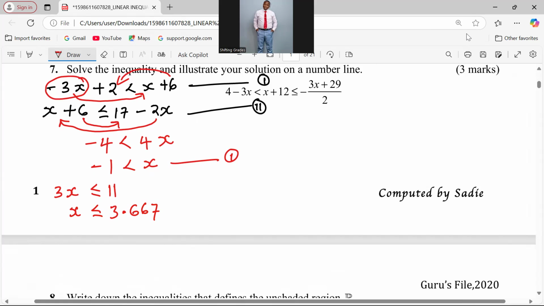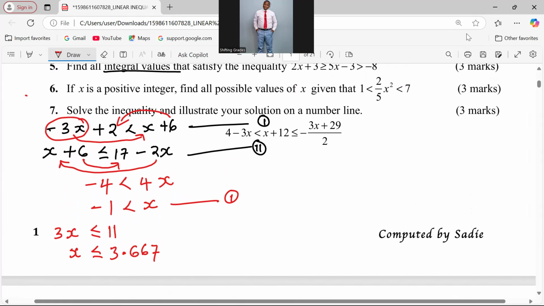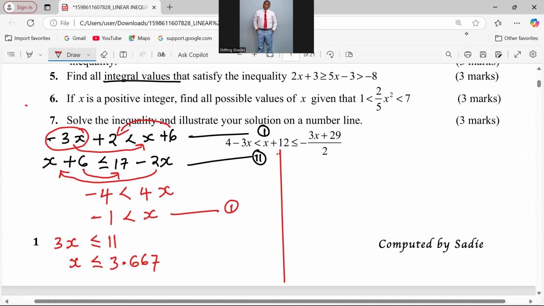Trying to make it for SF. So when I try to combine now these two symbol statements, I will be having all the way from -1 less than x, then x now is less than or equal to 3.667. So this is now the combined statement for the two inequalities.